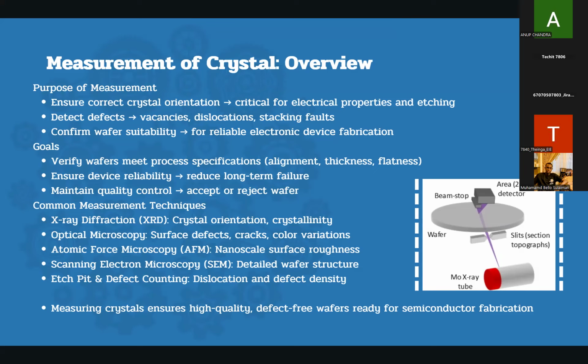during wafer selection. Common techniques include XRD for orientation and crystallinity, optical microscopy for surface defects, AFM for nanoscale roughness, SEM for structural detail, and etch-pit counting for defect density.